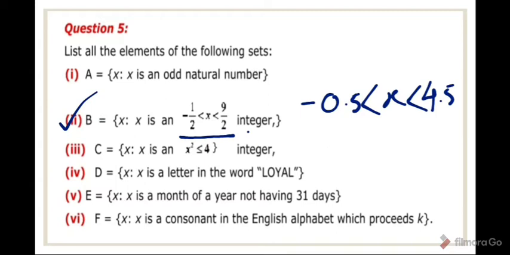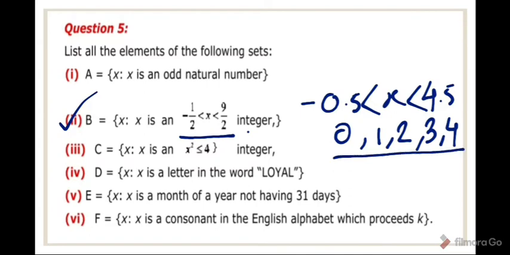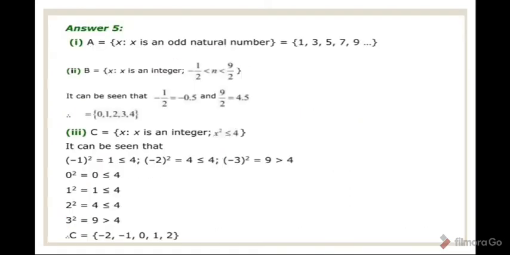So you have to find all the integers between minus 0.5 and 4.5, and they are 0, 1, 2, 3 and 4. 5 does not belong to this collection. Why? Because 5 is more than 4.5. Similarly, minus 1 does not belong to this collection because minus 1 is less than minus 0.5. So these 5 elements belong to set B. So let's check the solution. Obviously 0, 1, 2, 3, 4 will be the elements of the set.